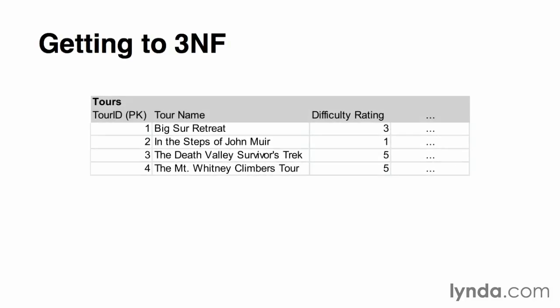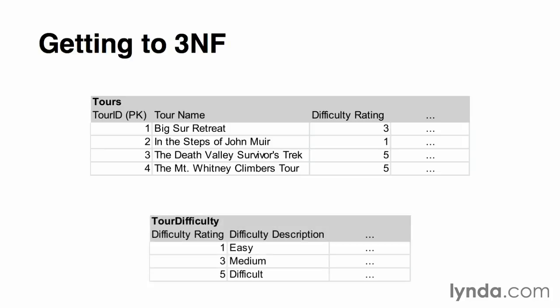Now, which one we move really doesn't matter. There's a very slight performance gain to be had if we keep the number rating in the tour package table and only store the text a single time. So let's pull out the text description and leave the numerical designation in the tour package table. Now we simply create a new table that will match up the number with the corresponding description.